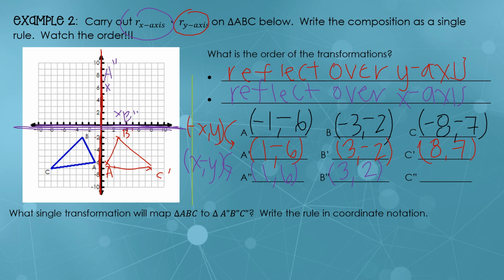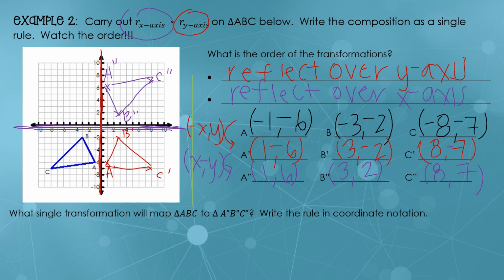And finally, from C to C double prime, take that x, keep it the same, take the y, and make it the opposite. So for C double prime, that should be 8, 7, or if you count, it's 7 below, go 7 above. That puts you at 8, 7 for C double prime.